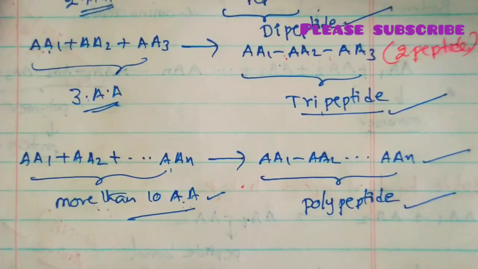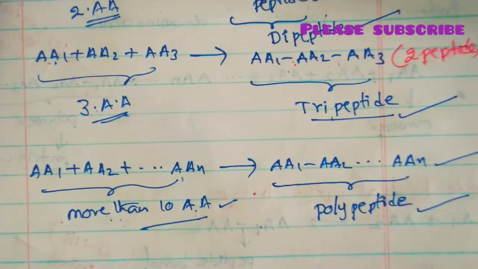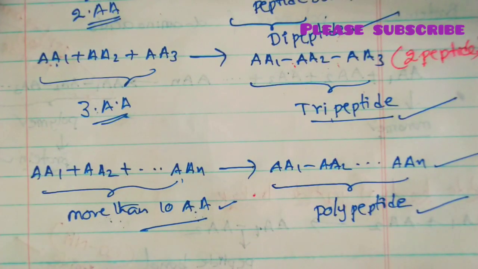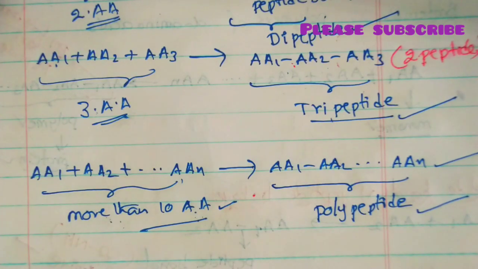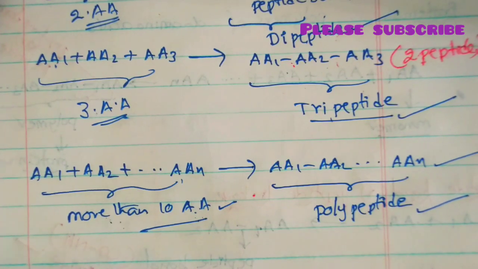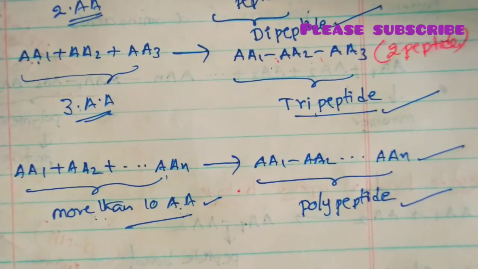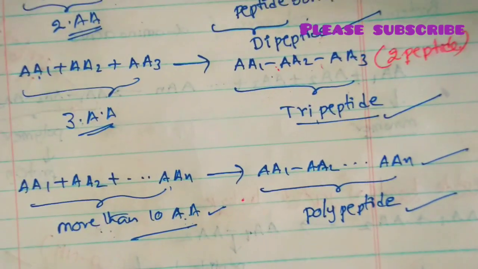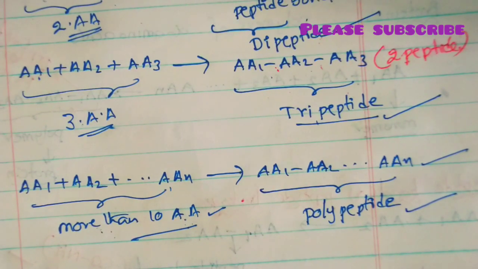Suppose you are taking a tetrapeptide. In a tetrapeptide, how many peptide linkages are possible? Three. That means if you are taking 5, it is 4. You have to reduce 1. The number of peptide linkages is the number of amino acids minus 1. You should remember this and you will get the answer. They will ask in the exam how many peptide linkages are in a dipeptide, tripeptide, tetrapeptide, like this. That means you have to remember that point.